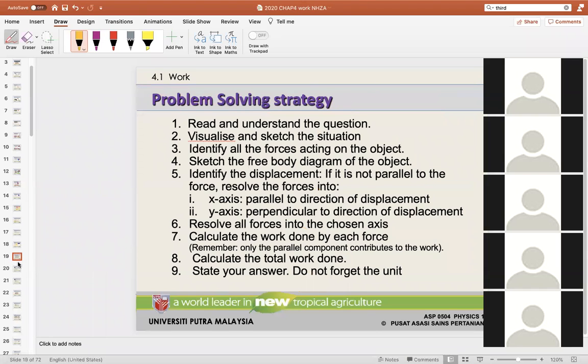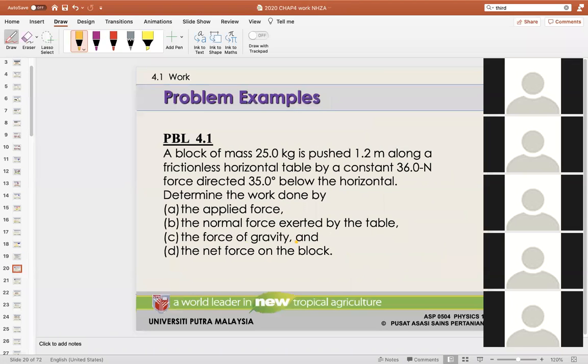Okay, problem solving strategy. Read and understand the question. Visualize, sketch. I have to stress this. Always try to draw it. Many are still lazy. They always send me half-finished drawings. Not allowed. Identify all forces acting on the object. Sketch the free body diagram. Identify the displacement, whether it's going to the right or to the left. And then resolve your forces. Find out if they are parallel or not. We already did this. You know this. State your answer. Do not forget units. We already did this problem.